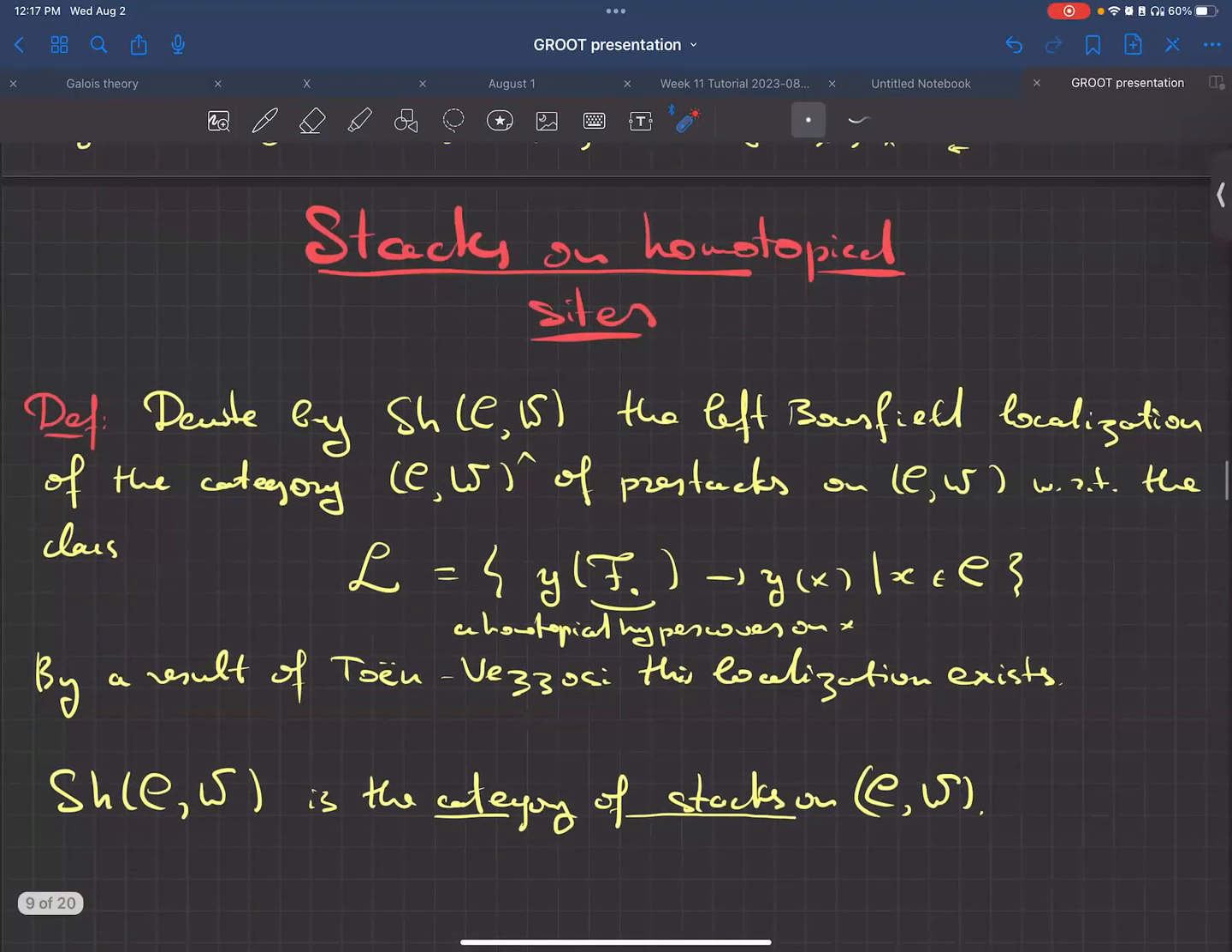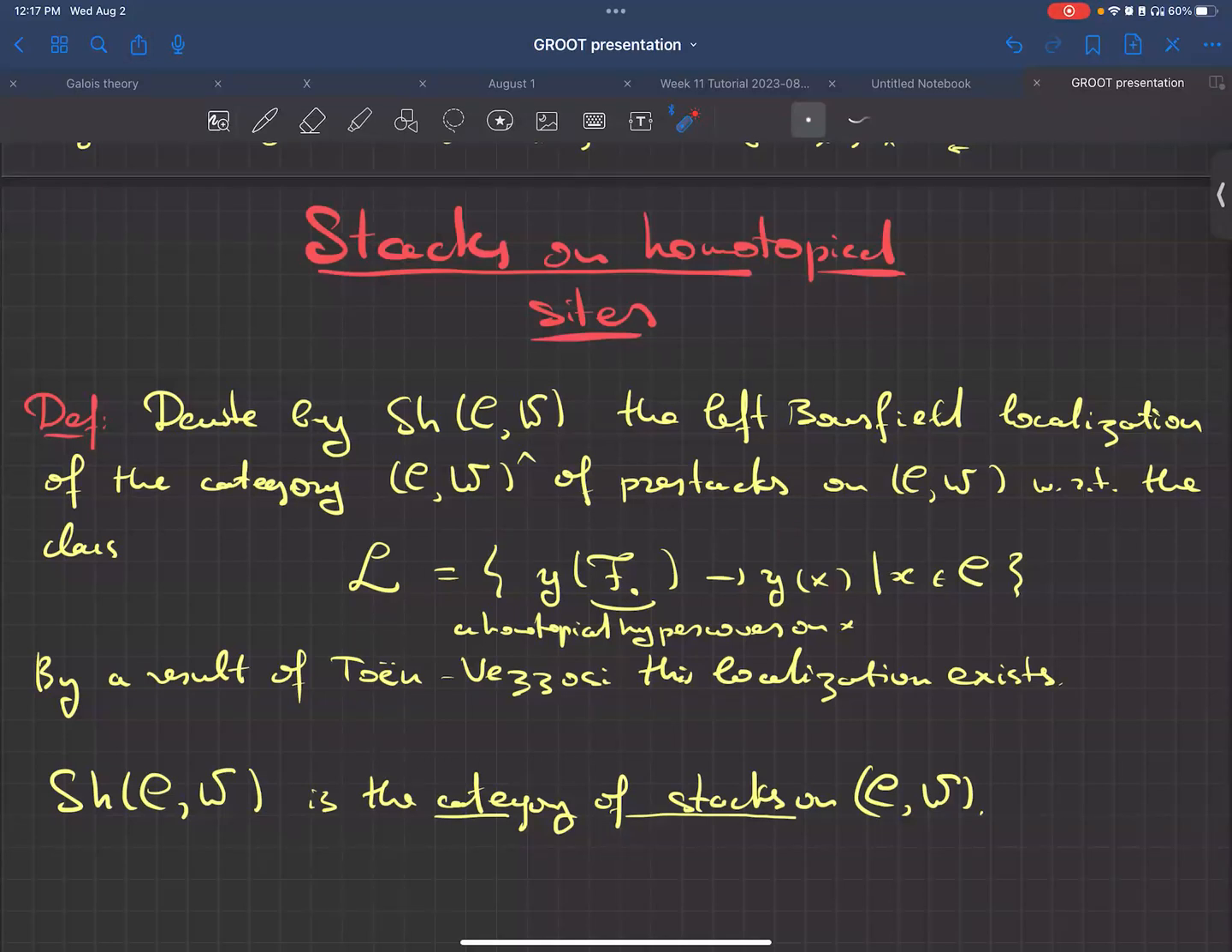All right. So now let's discuss stacks on homotopical sites. So we denote by sheaves on C_W the left Bousfield localization of the category of prestacks, which, as you might remember, is a Bousfield localization itself in the class of weak equivalences on C. And we localize it in this class L, which consists of maps from homotopical hypercovers to objects of the category.